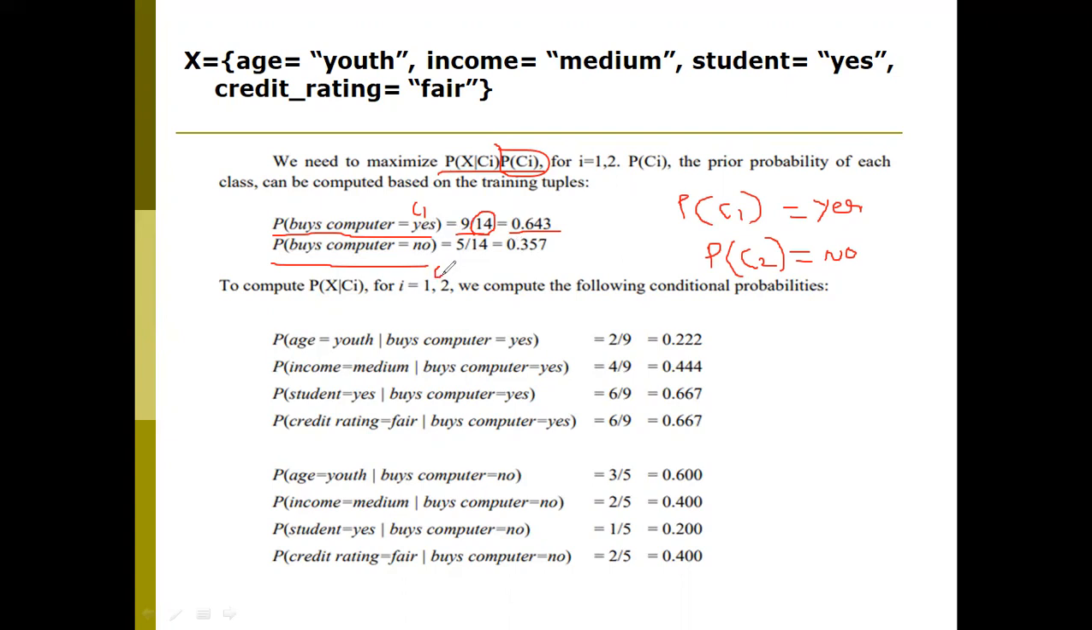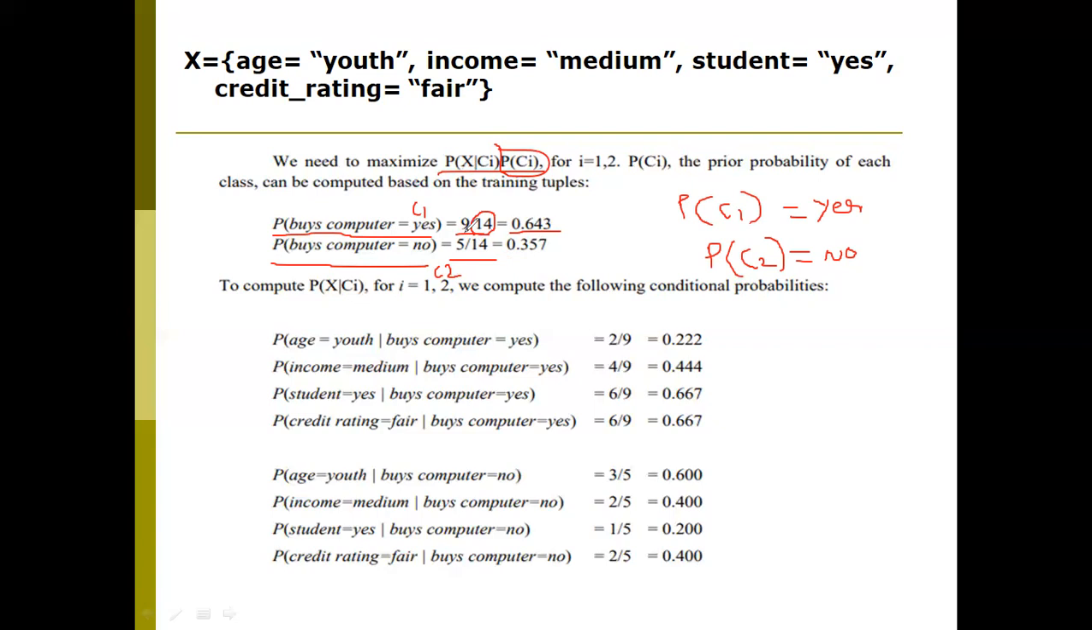Which means now we are going to calculate the probability of C2. Probability of C2 equals 5 by 14. What is the 14? Total, we have 14 number of records. Out of 14, 9 records are labeled with the yes class label.